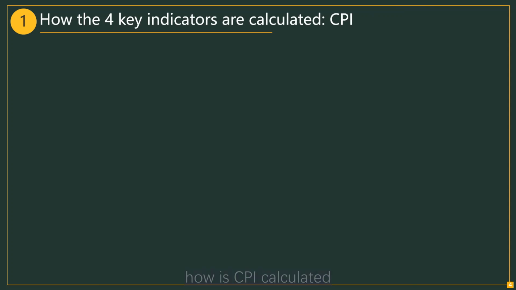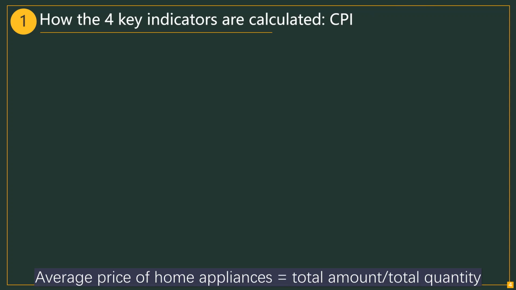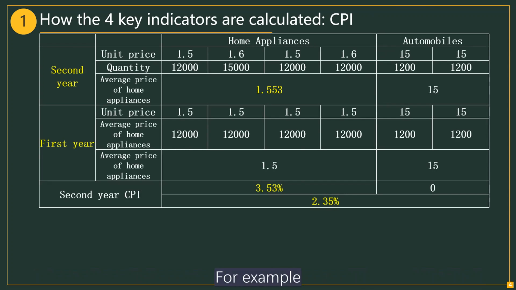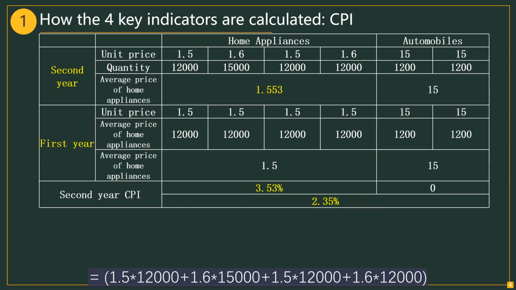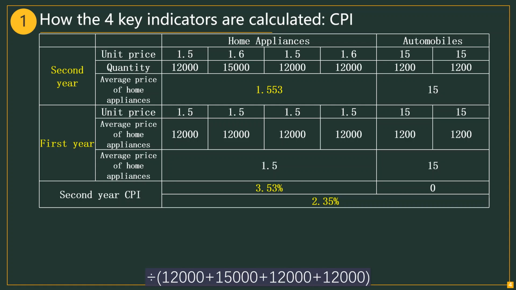Second point, how is CPI calculated? Average price of home appliances is equal to total amount divided by total quantity. For example, the average price of the second year of appliance 1 is equal to 1.5 multiplied by 12,000 plus 1.6 multiplied by 15,000 plus 1.5 multiplied by 12,000 plus 1.6 multiplied by 12,000, divided by 12,000 plus 15,000 plus 12,000 plus 12,000, which is equal to 1.553.